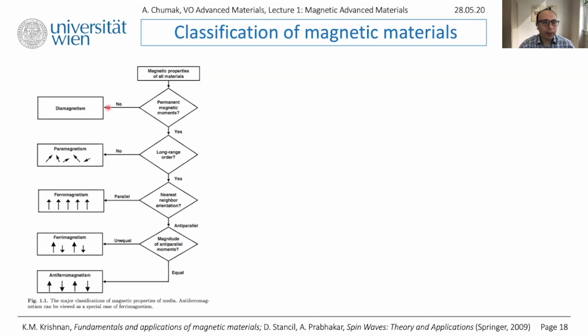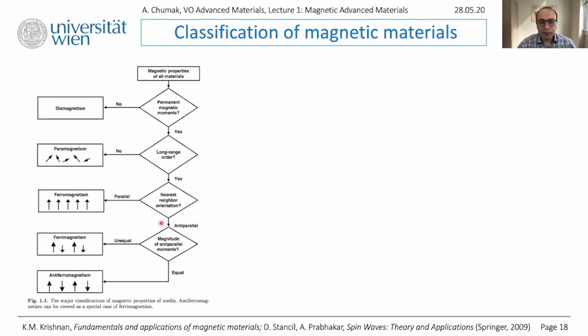If there are none, then you are dealing with a diamagnet. If there are permanent magnetic moments, then you need to check if there is long range order, so whether your magnetic moments feel each other or they are completely independent. If there is no order, then it's a paramagnet. If they feel each other, then the next question is what is the orientation of neighbors? If they are parallel, then you're dealing with a ferromagnet. That's what we get used to in our everyday life as a magnetic material.